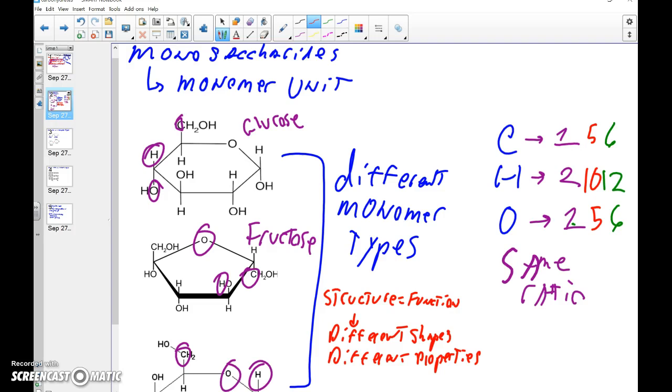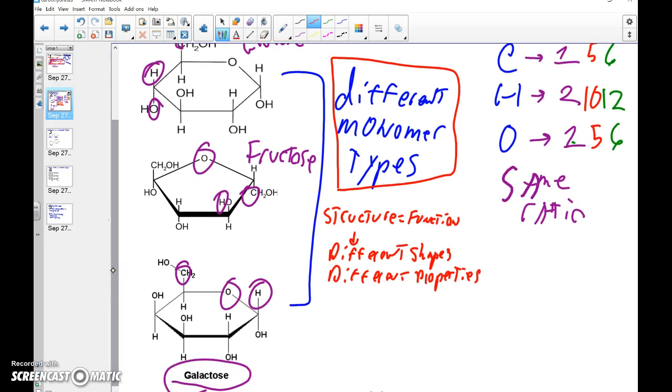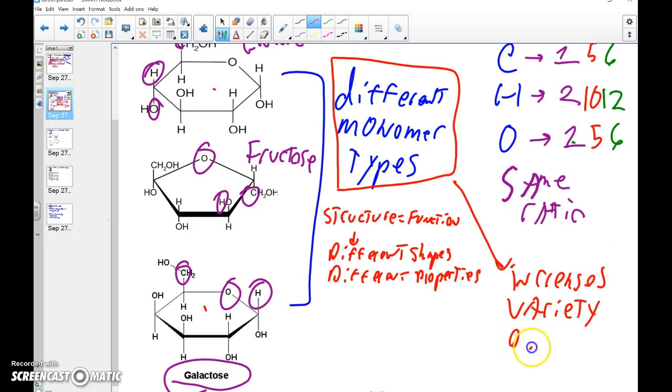Now, what I want to make sure you grasp here is that there is more than one monomer type. If I wanted to create a disaccharide, I could connect glucose and fructose, and that's 2 monomers becoming a new polymer. I could also connect glucose right here and galactose right here, and that will be a different polymer than the first one. And that's really important, because different monomers increase the variety of polymers.